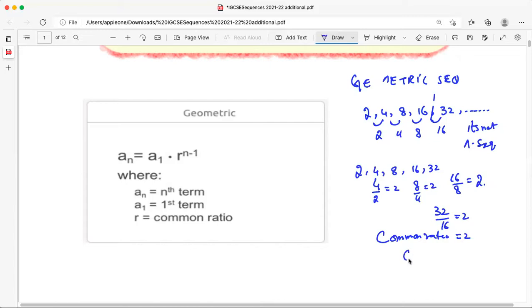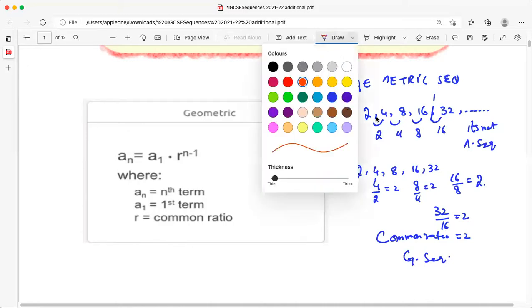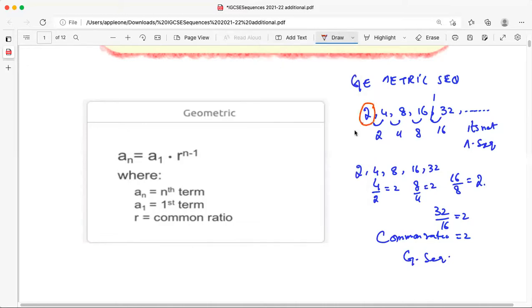So it means this is a geometric sequence. And this is your first term. This is A1, the first term. And R is here 2. These two things are very important.